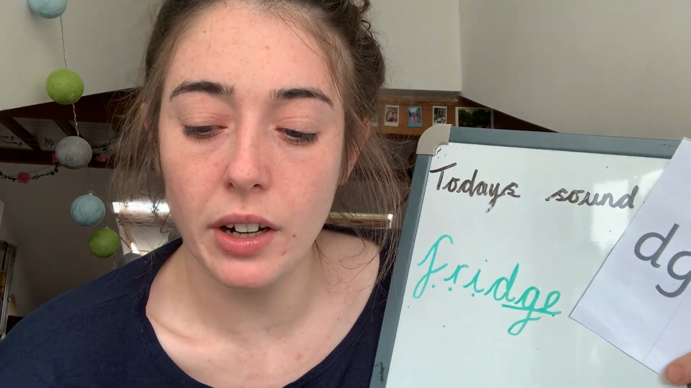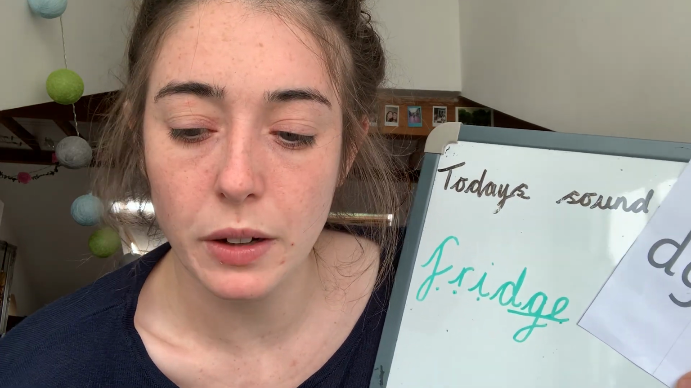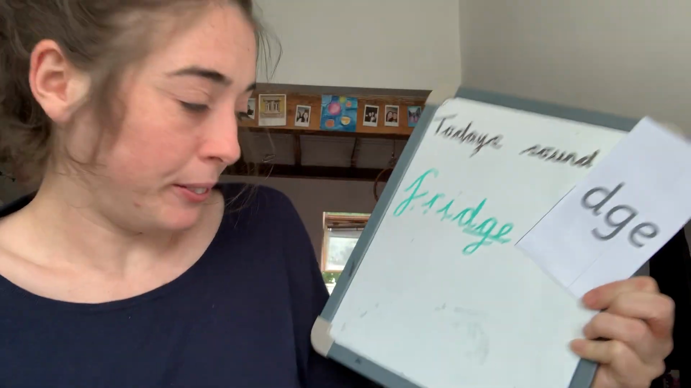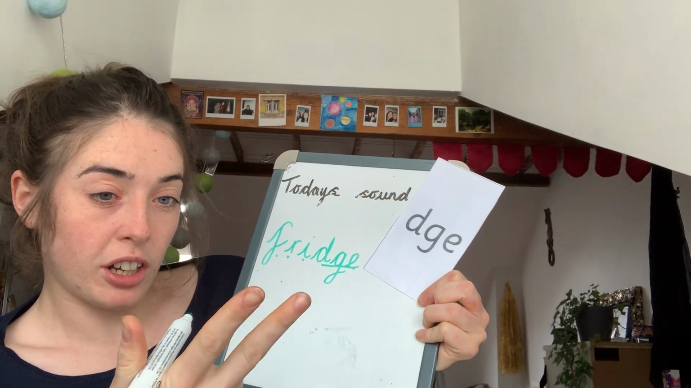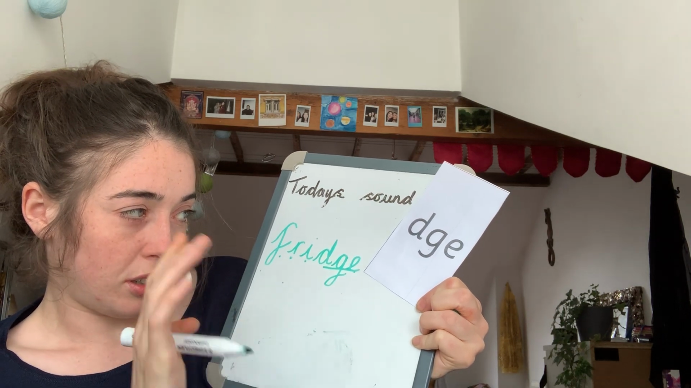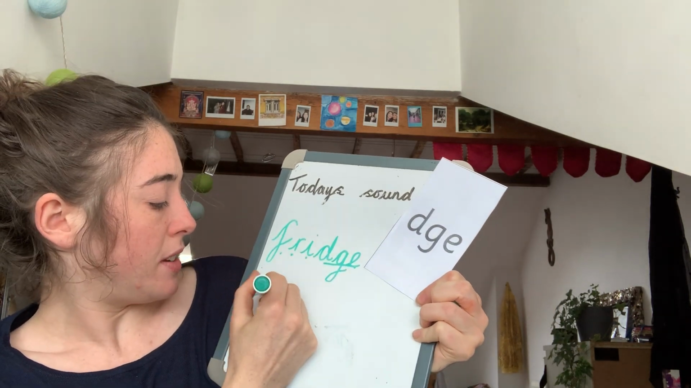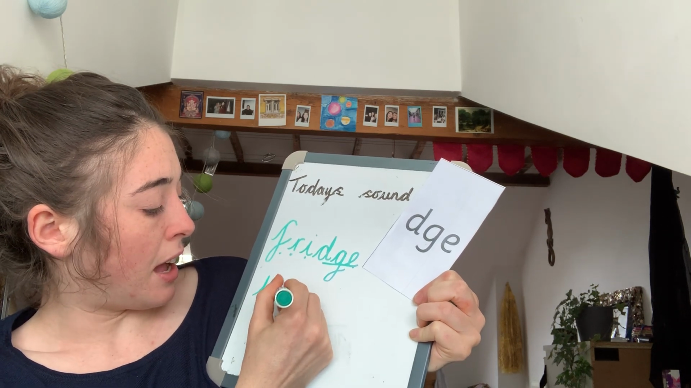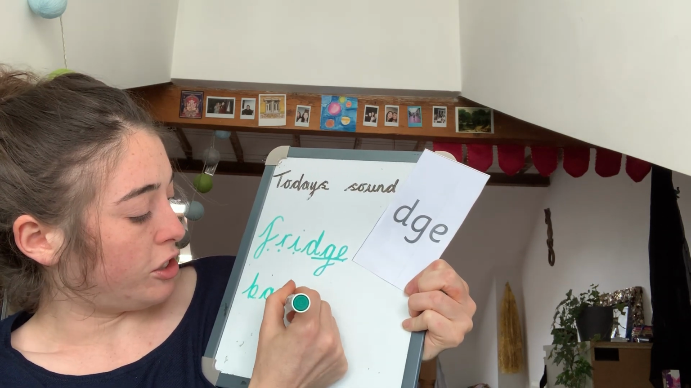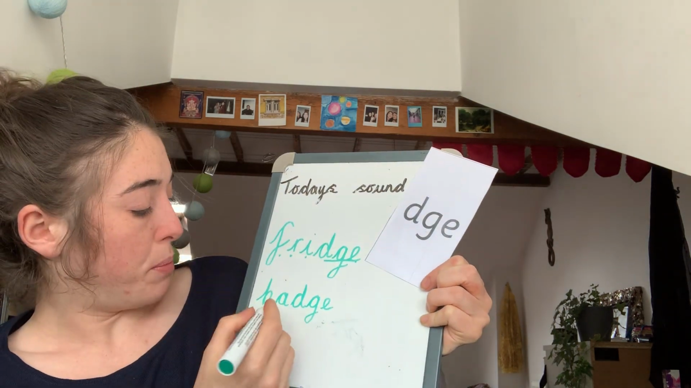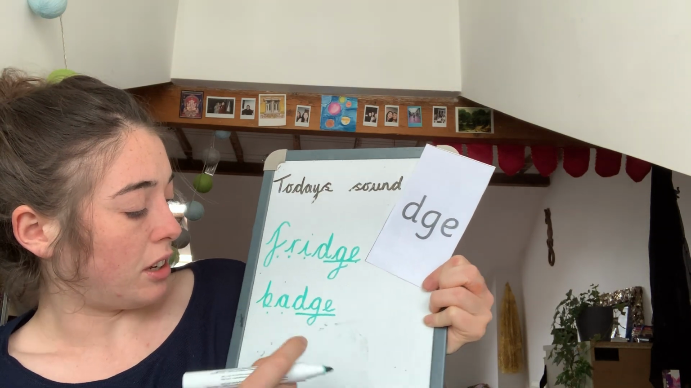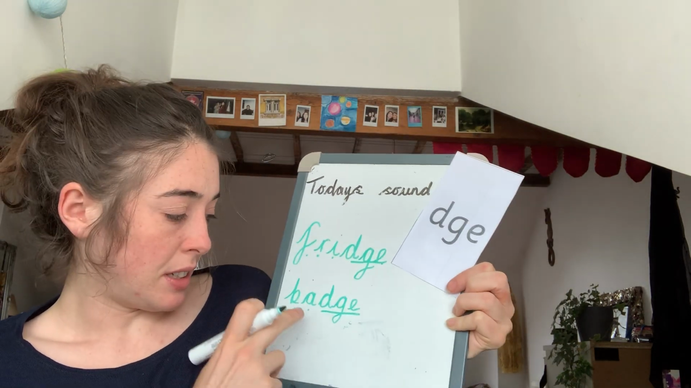And let's try another one. I think we will try, what was one of our words? Badge. In fact, let's try badger. You know the badgers that are in the After the Storm story. So, badger. Let's just do badge actually. Badge. So, j is a trigraph.